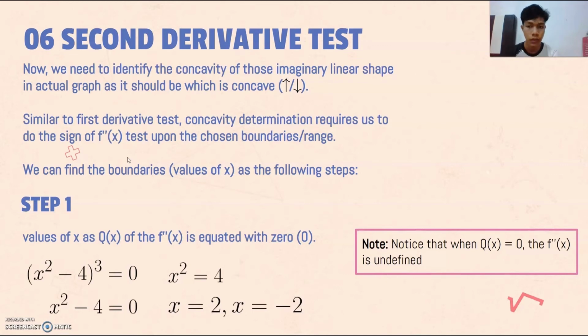And in order to do the sign of f double prime test, we have to look for the boundaries. And how can we get that? We have to follow these steps. Step 1, we have to equate the denominator of f double prime x with 0. That will lead us to get x equal to 2 and negative 2.